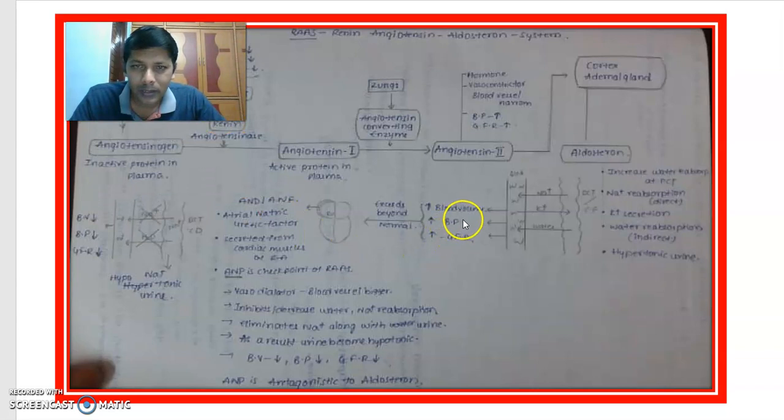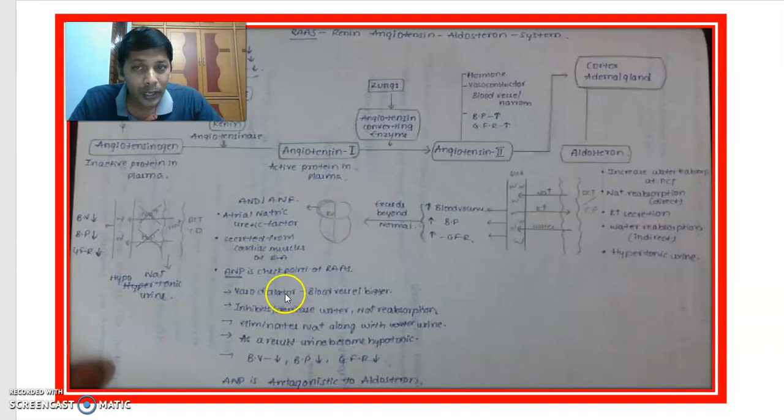If the blood volume increases, BP increases, GFR increases, there is another mechanism to control this, opposite to RAS. That is ANP, anti-natriuretic peptide, or atrial natriuretic peptide, or atrial natriuretic factor. The word itself tells that it is atrial, that means it is produced by the atrium. Which atrium? The wall of the right atrium. It is secreted from the cardiac muscles of the right atrium.